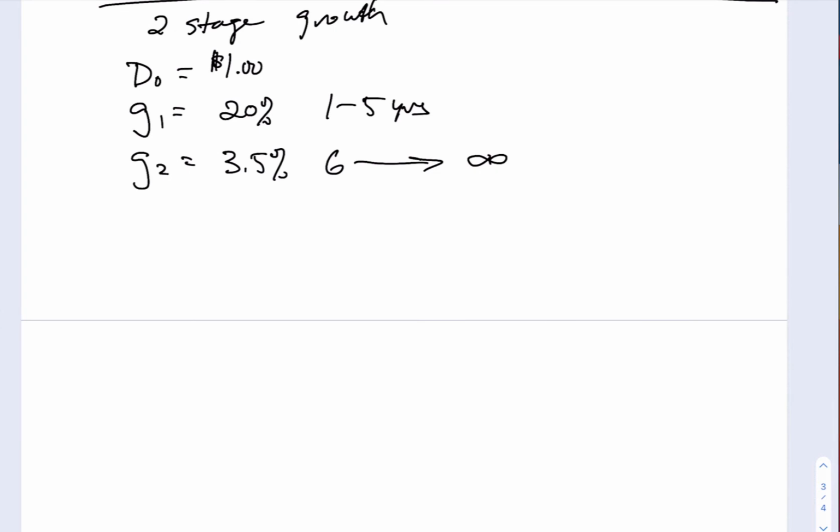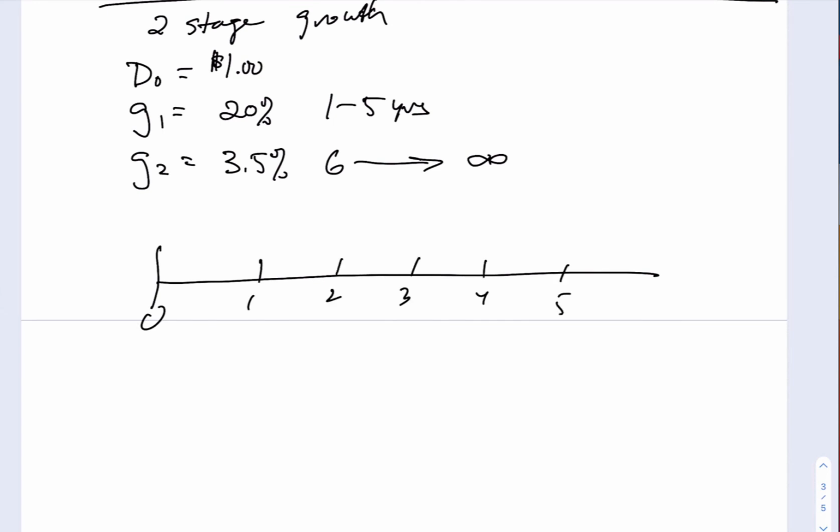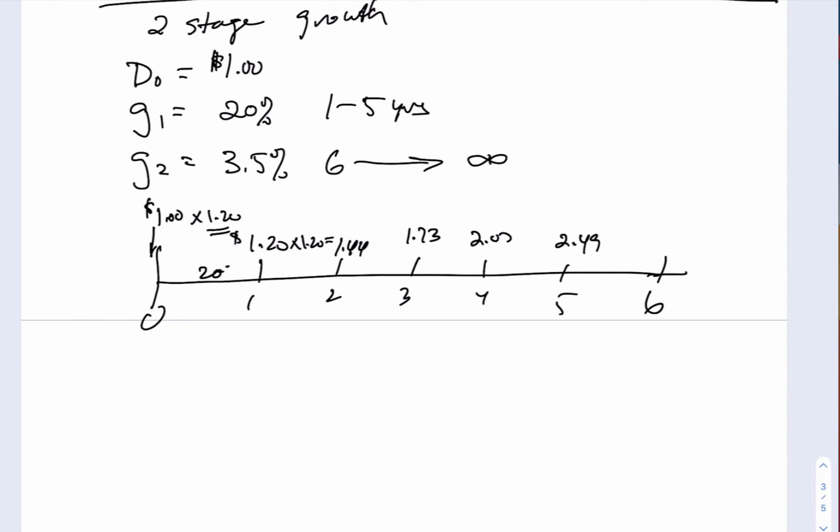First off, let's draw a timeline, map it out. Gotta go out at least 6 periods. So this dividend right here was just paid at $1, and we know this is going to be $1.20 because we're going to compound it out at 20%, and this will be multiplied by 1.20, and it'll be $1.44, $1.73, $2.07, $2.49, because it's 20% growth. 20%, 20%, 20%, 20%.